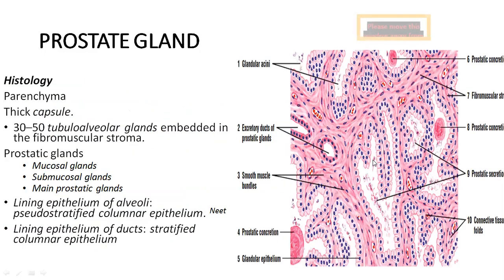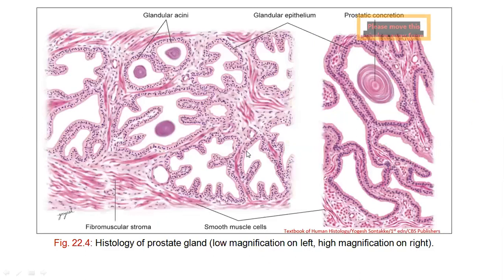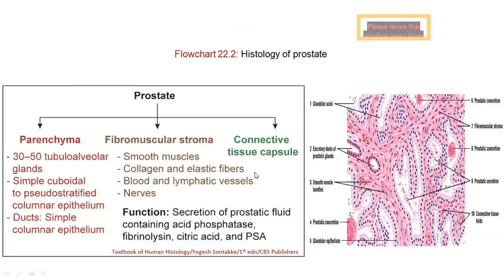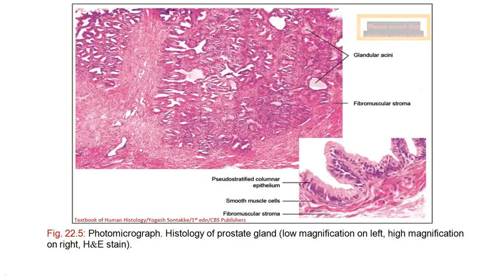Now, there is one more picture which we'll see. These are all glands. In between the glands, these are corpora amylacea or prostatic concretions. You can see here. This is the lining epithelium. Then this is the fibromuscular stroma. Then the prostatic urethra is actually found in the middle.